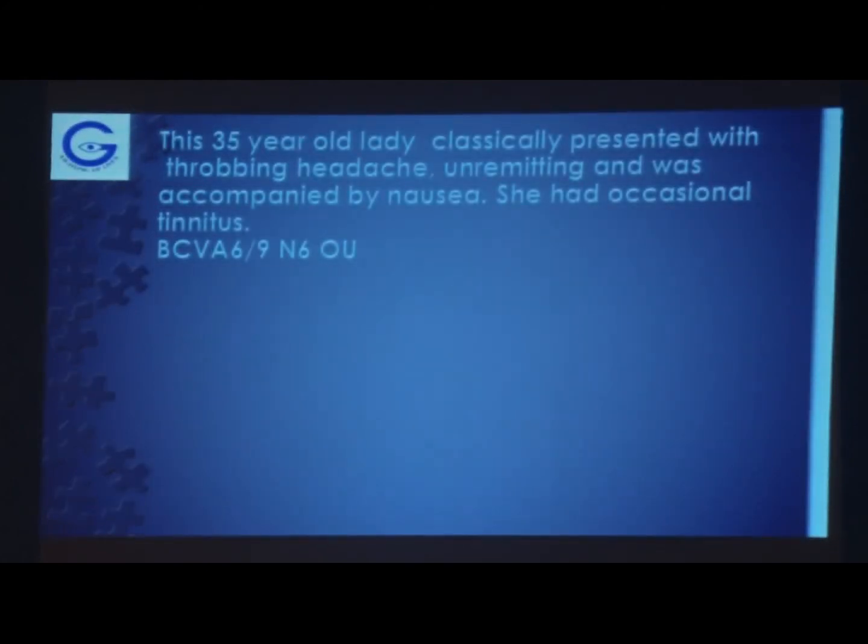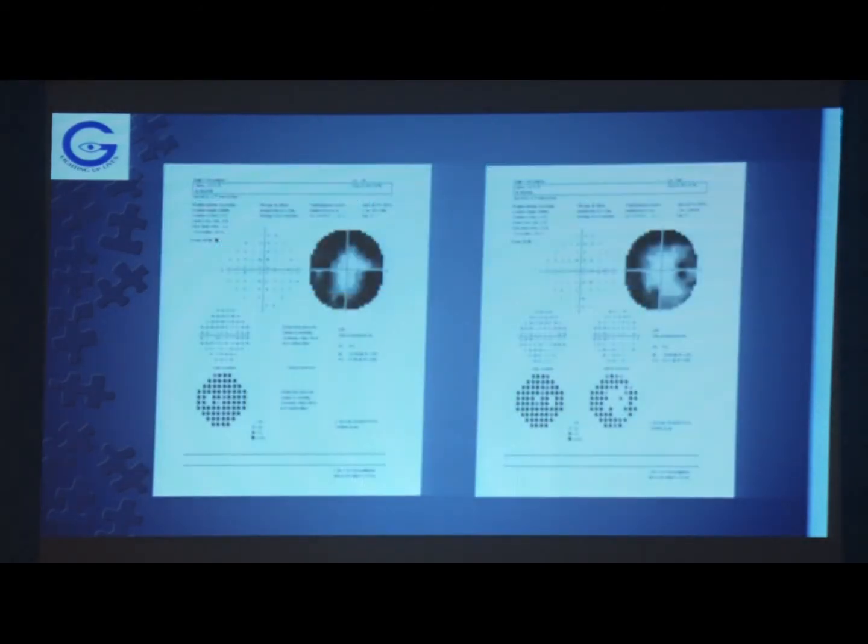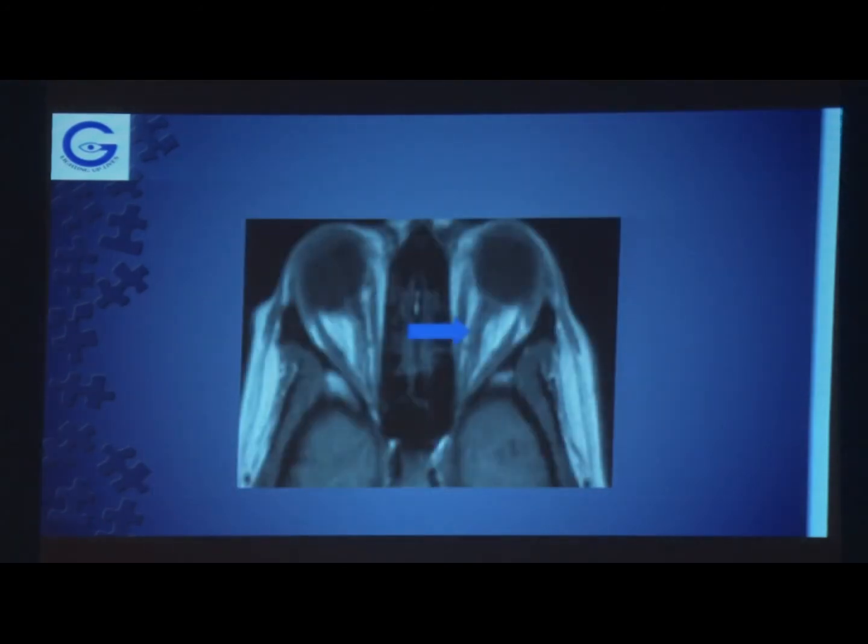A 35-year-old lady classically presented with throbbing headache, unremitting, and was accompanied by nausea. She had occasional tinnitus as well. Best corrected visual acuity was 6/9, N6 OU. This was the fundus picture. It was a florid bilateral disc edema. This was the field picture, bilateral markedly constricted field. And this was the MRI. You can see the tortuous optic nerve and enlarged optic nerve sheath suggestive of idiopathic intracranial hypertension.